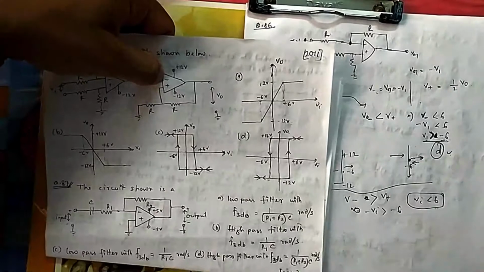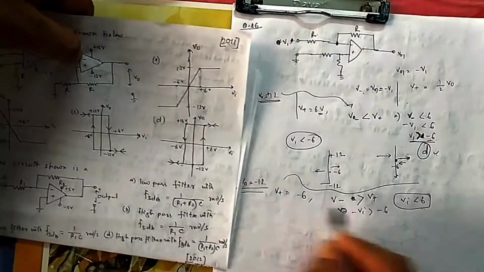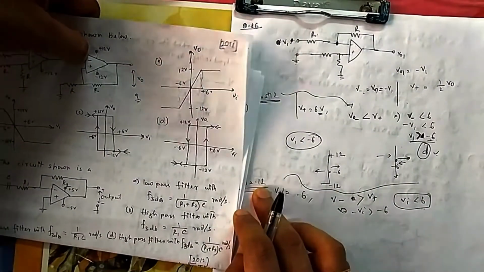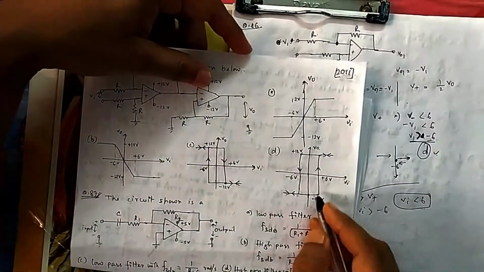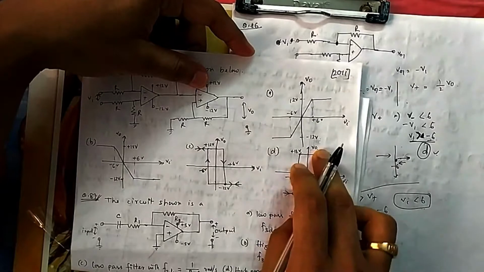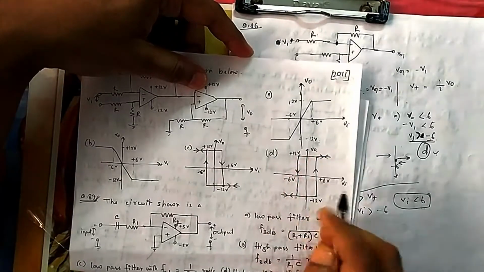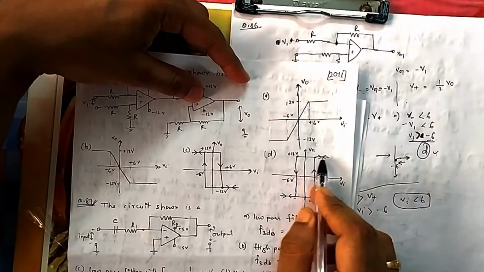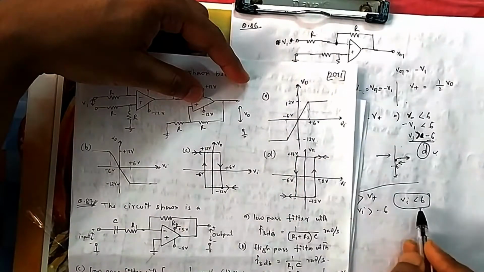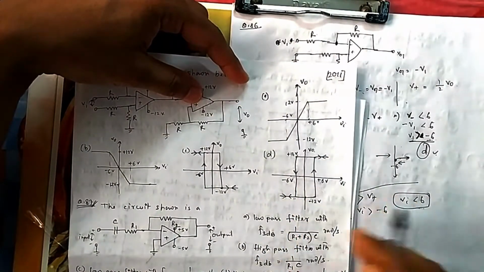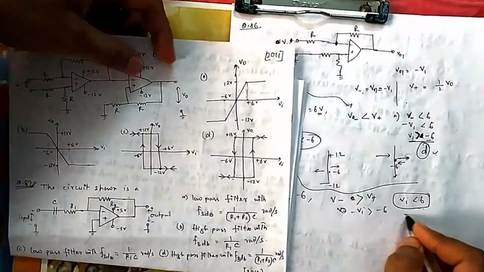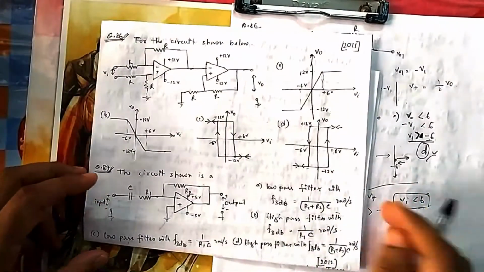Another transition will be there at 6, and what will be the transition? If it is minus 12, and if you cross 6, then it should go to plus 12. So if you are crossing plus 6, then it is going to plus 12, because you are moving in this direction. If you cross plus 6, it will move to plus 12, and if you are below minus 6, then it is minus 12. So in both the cases, option D is satisfied.